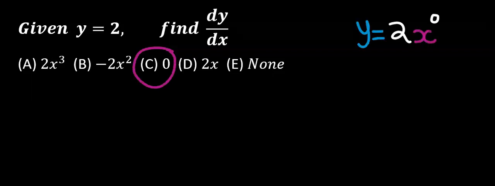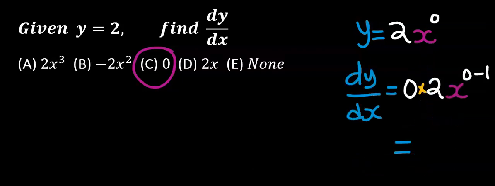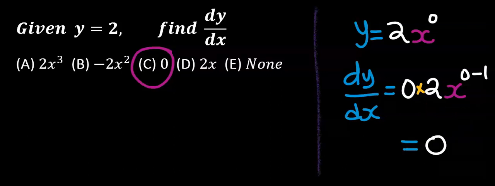Likewise, we can restructure this question like this, because in mathematics anything to the power of 0 is equal to 1, and 2 times 1 is 2. And if we consider this question like this, by respecting the general rule, we're going to get 0, because 0 multiplies anything, we actually reduce it to 0. Hence, our answer still remains C.